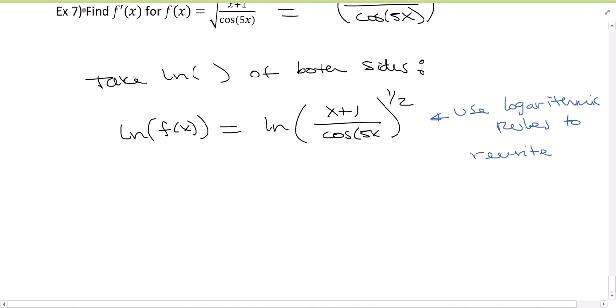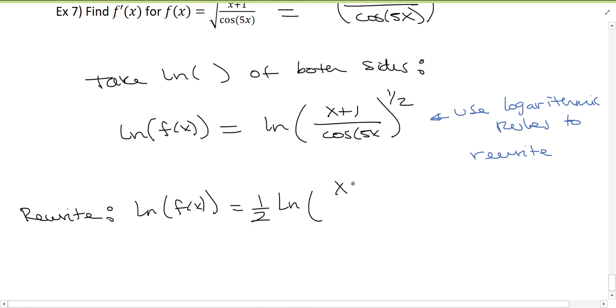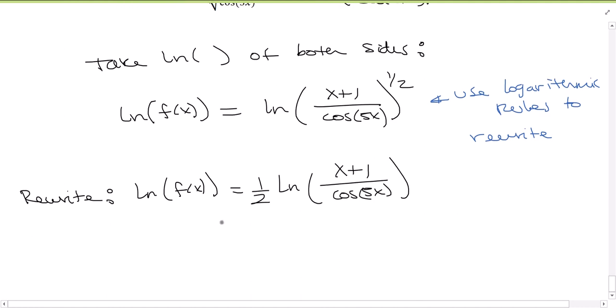So let's see, what does that look like when I rewrite? The left stays the same, and on the right, the exponent we can bring to the front, so it'll be 1/2 ln of the stuff. And now I have a quotient there. So I can say 1/2 in brackets here because I'm about to expand a single logarithm into two logarithms, right? I have a numerator and a denominator. So it's going to be ln of x plus 1 minus ln of cosine 5x.